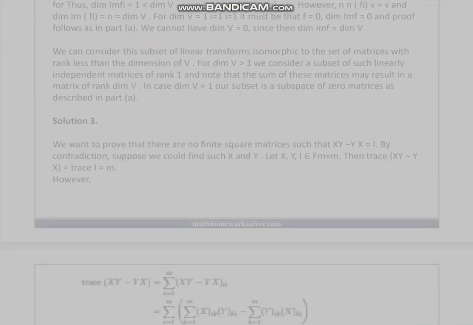Then dim im phi equals 1 for the sum of c_i phi(e_i) equals c_i e_i. However, phi(V) equals V and dim im phi equals n equals dim V. For dim V equals 1 it must be that f equals 0, dim im f equals 0 and the proof follows as in part A. We cannot have dim V equals 0, since then dim im f equals dim V.